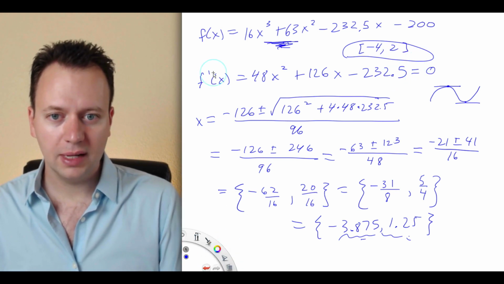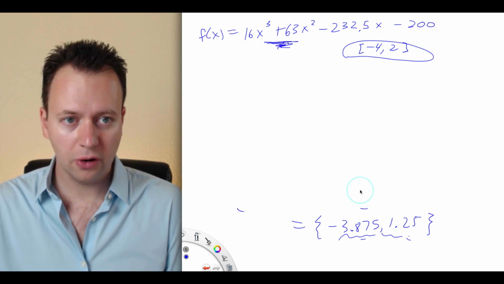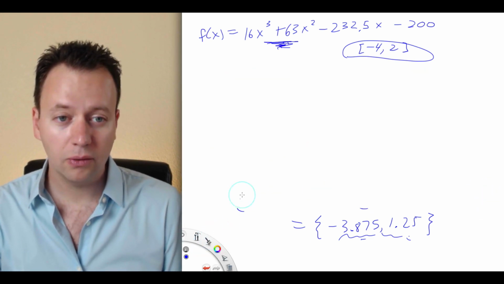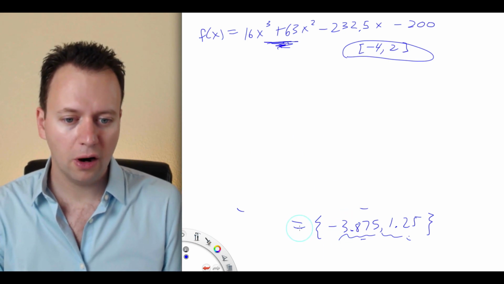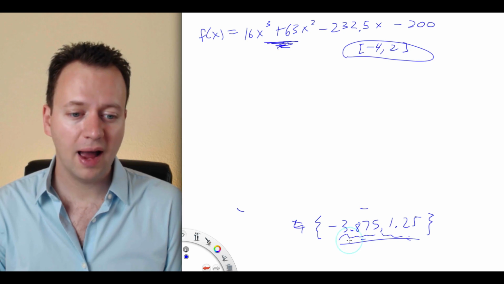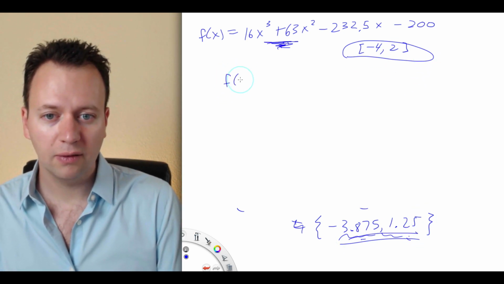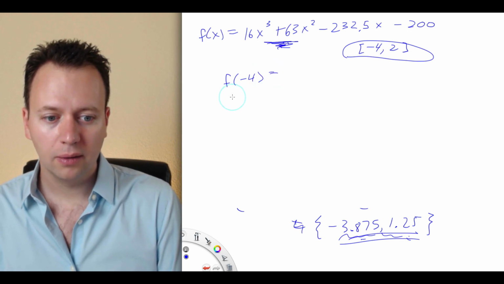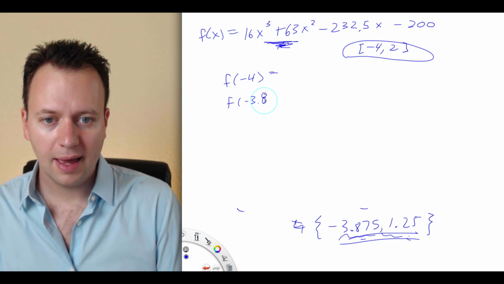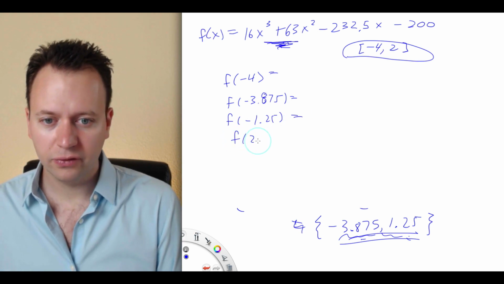So next we have our 4 suspects. Our theorems and everything we've discussed so far tell us that the extremum have to be either at these 2 critical points or at the 2 boundary points. So then we just plug everything in: f of minus 4, f of minus 3.875, f of 1.25, and f of 2.